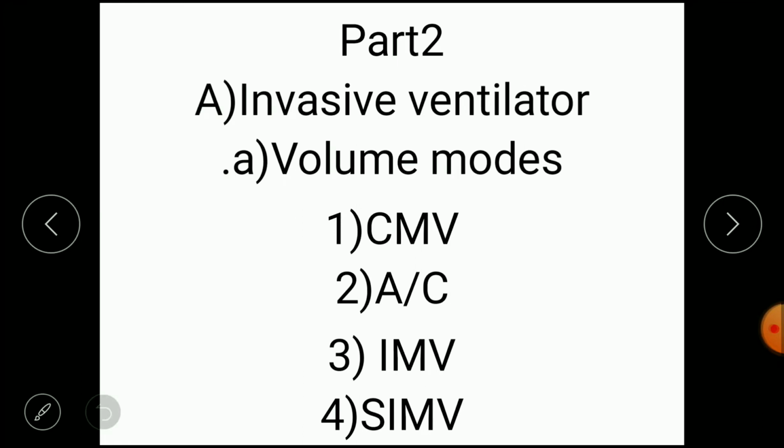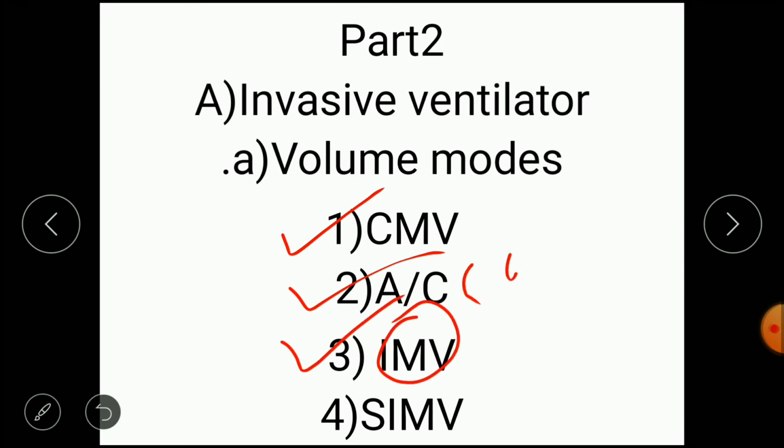First we talk about the volume modes. CMV means continuous mandatory ventilation. Then the AC mode, that is assist control mode. Then IMV, that is intermittent mandatory ventilation. Mandatory means control. Then we talk about the SIMV mode, that is synchronized intermittent mandatory ventilation.